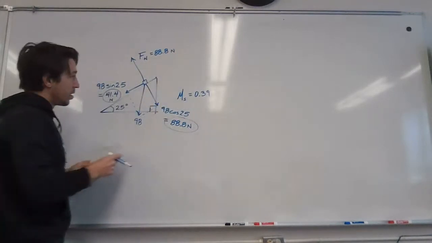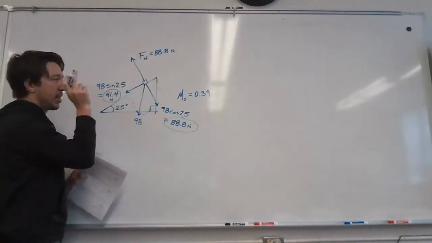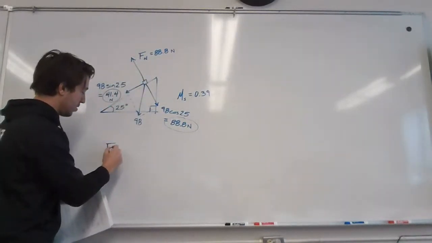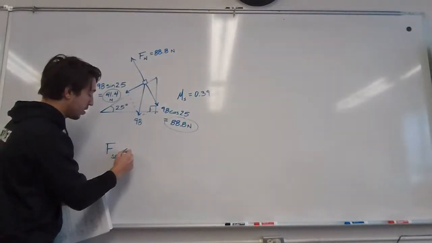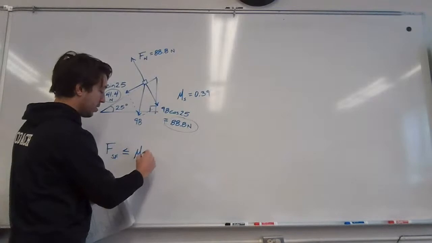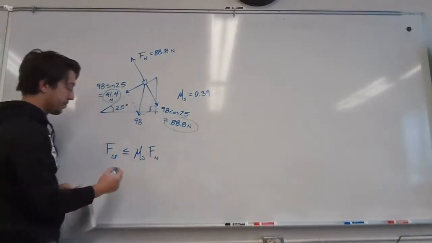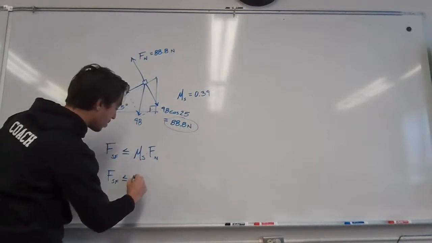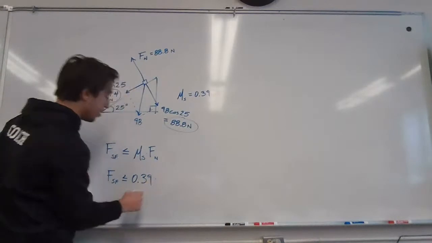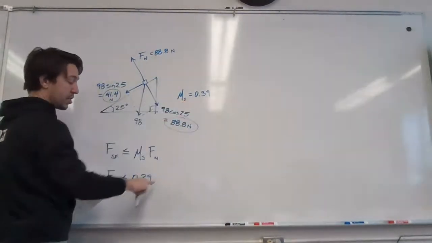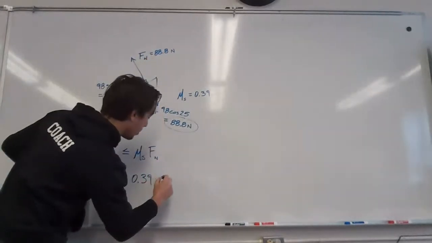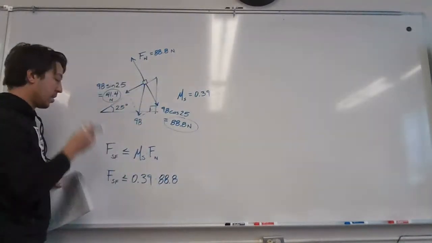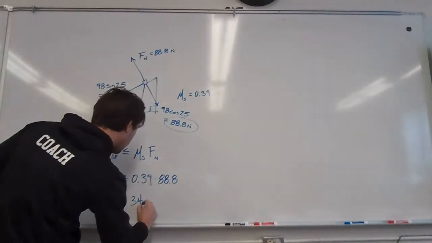Okay, here's the fun part. How much friction force can this system generate? Static friction. What were you going to say, Winslow? You're going to multiply. You do mu times the normal force. Very good. So 0.39 multiplied by what's the normal force? 88.8. Okay. And that gets you 34.62. Okay.